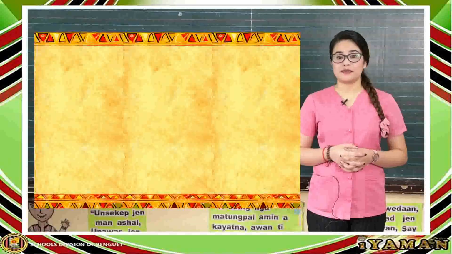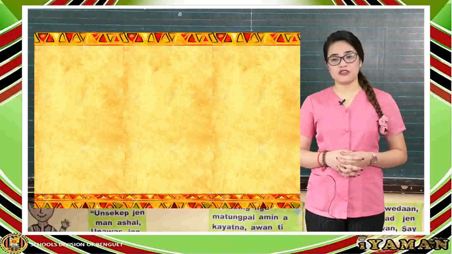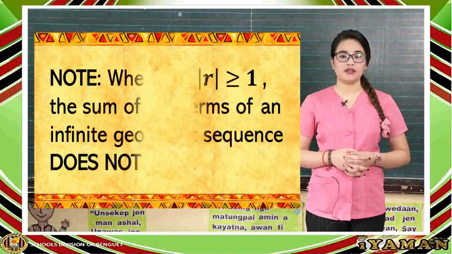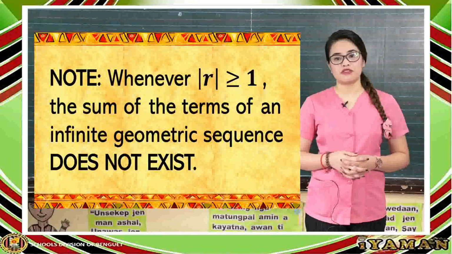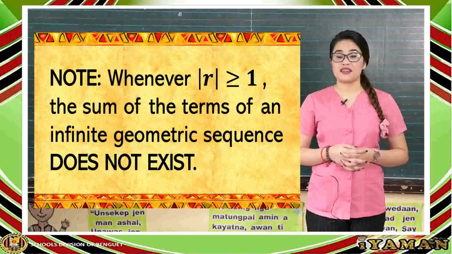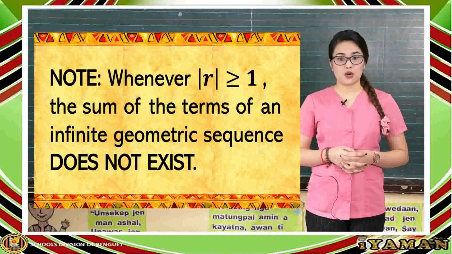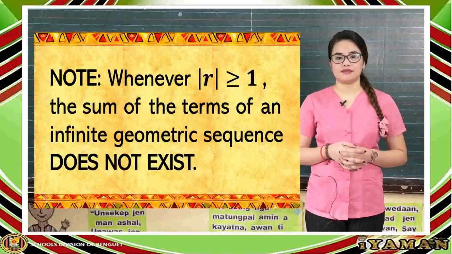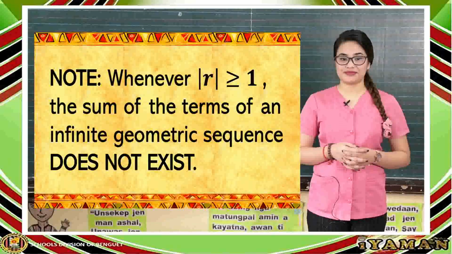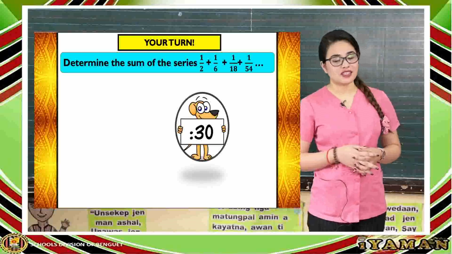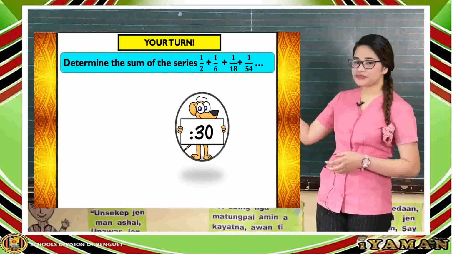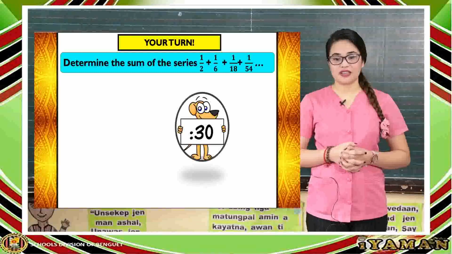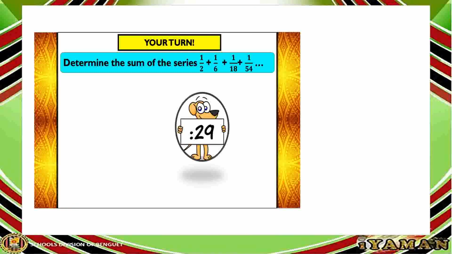To summarize, whenever the absolute value of the common ratio is greater than or equal to 1, the sum of the terms of an infinite geometric sequence does not exist, or it has no sum. Now it's your turn. Determine the sum of the series. I'll give you 30 seconds to compute. The time starts now.